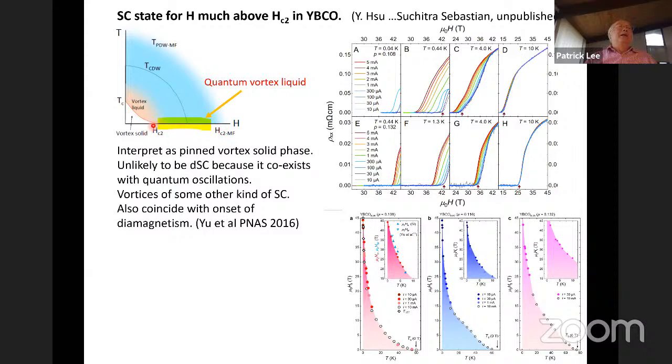But what she found is that, and this is indeed the case, if you go to high temperature, then apply magnetic field, then the resistivity goes to zero here and superconductivity ends here. But what she found is that this picture is extremely sensitive to the applied current. If you change the current by 3 orders of magnitude from milliamps to microamps, then this phase boundary keeps moving down, okay?